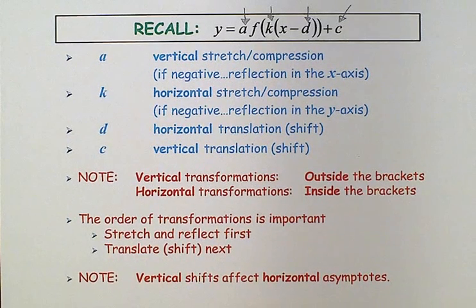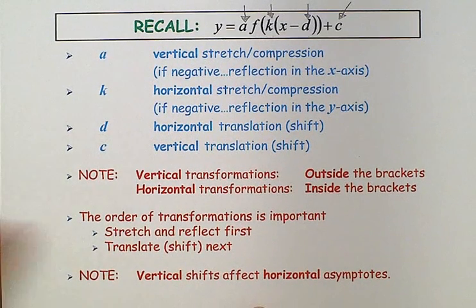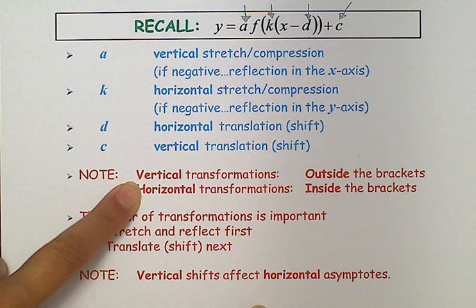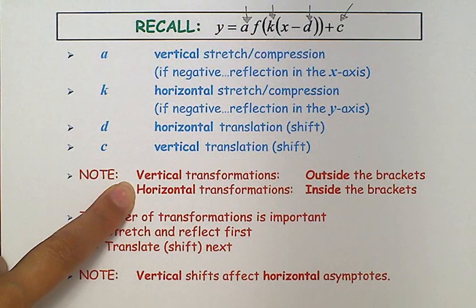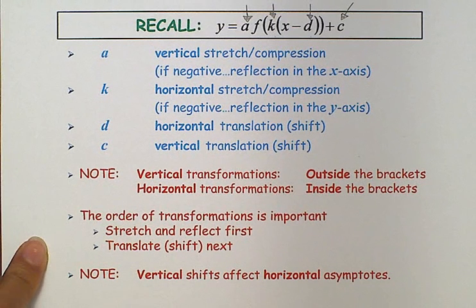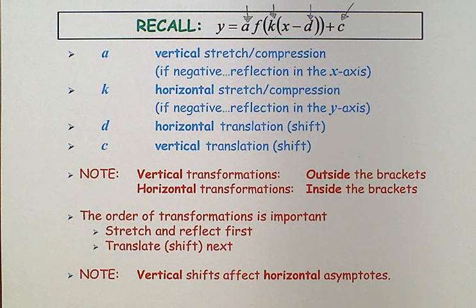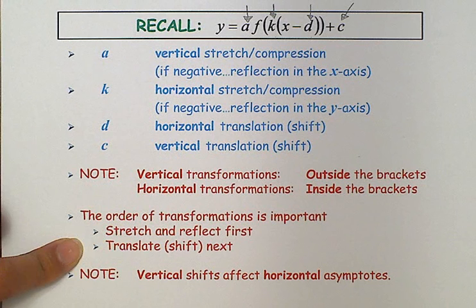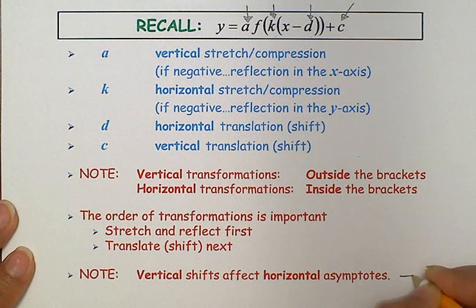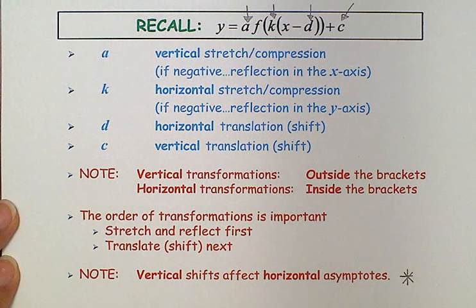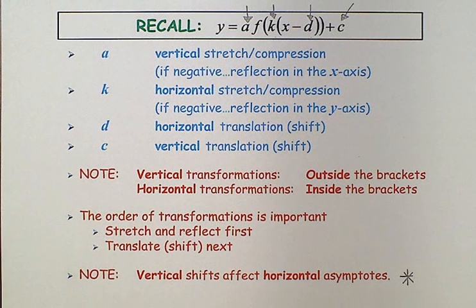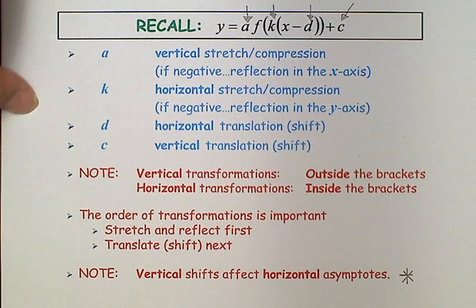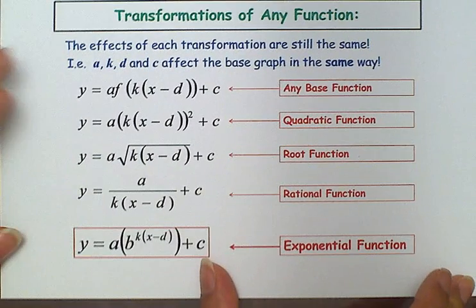So looking back at what we have here, note that vertical transformations are outside the brackets and horizontal transformations are inside the brackets. The order of transformations is important. You always want to do the multiplication work first and then the adding and subtraction. So stretch and reflect first and then translate or shift next. And this is the part that we were just talking about with the asymptotes. Make sure you remember that anytime you shift the graph up or down, the horizontal asymptote is going to move with the transformation.